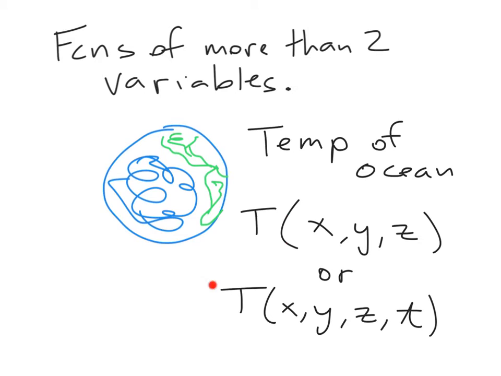But in addition, I might actually want to consider temperature as a function of four variables. I might want to know what the temperature is at a particular position within the ocean at some depth, at some latitude, at some longitude, as a function of time. And so this would be temperature as a function of four different variables.